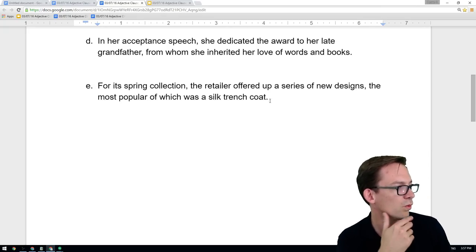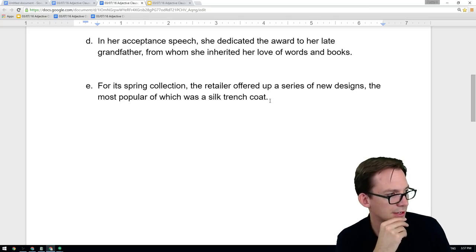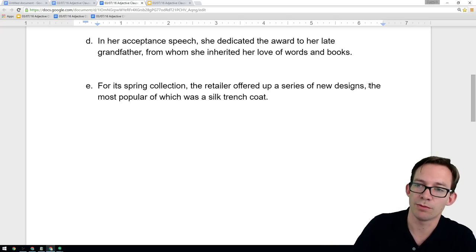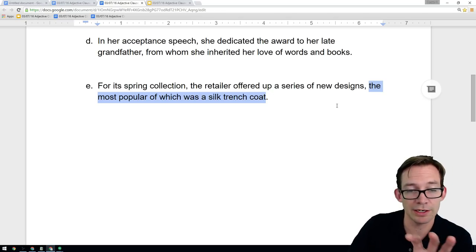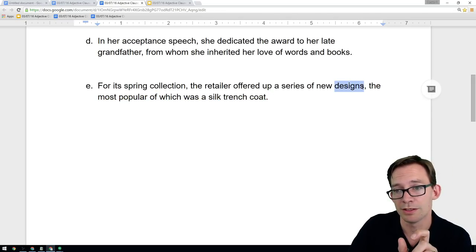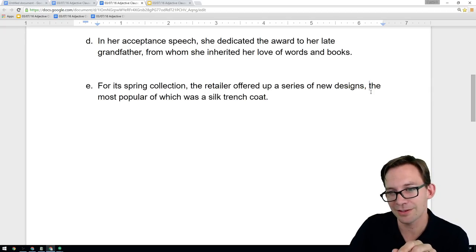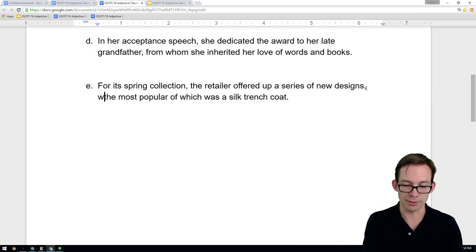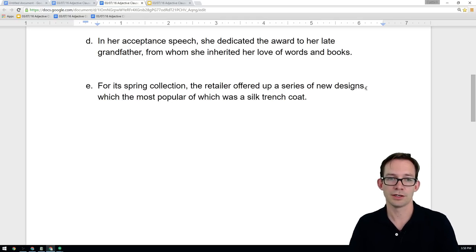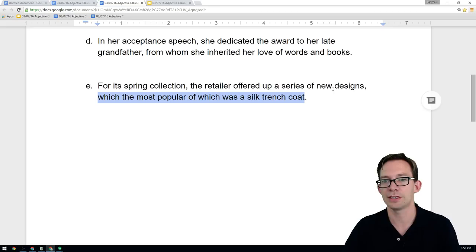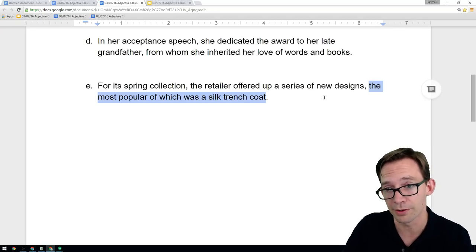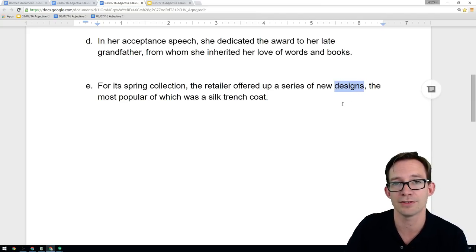Okay, so Alejandra's asking this question. Why did you put the most popular instead of which first? Because I'm modifying with this adjective clause, okay, this relative clause is modifying or describing designs, okay? But in this clause, I'm not talking about all of the designs. If I put which at the beginning, new designs, which, then that would mean that this adjective clause is just about designs, but it's not. This clause here is about the most popular of these designs, okay? So that's what we're talking about here.